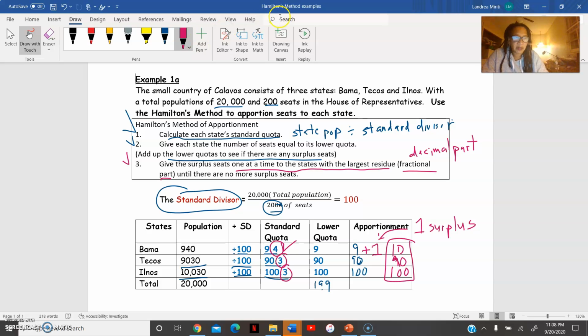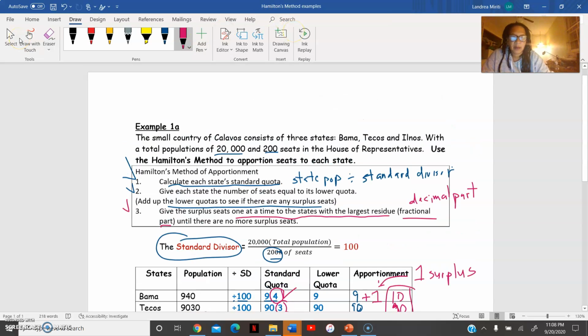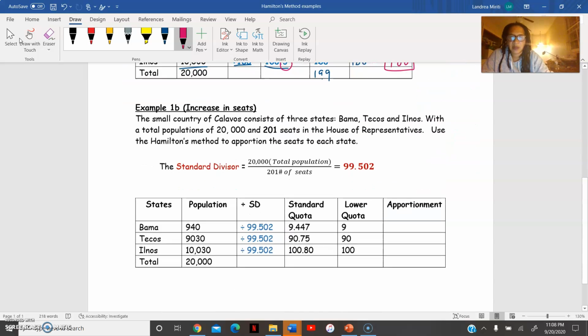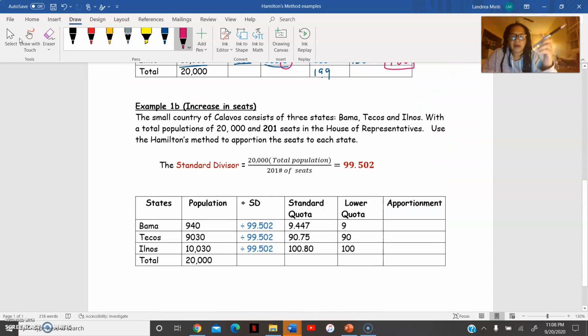So let's look at another example then. Here's another example. We have still this same country of Calivos with the same 3 states. And this time, though, they've decided to have 201 seats in their House of Representatives. So they've increased the number of representatives, and we're going to use Hamilton's method again.